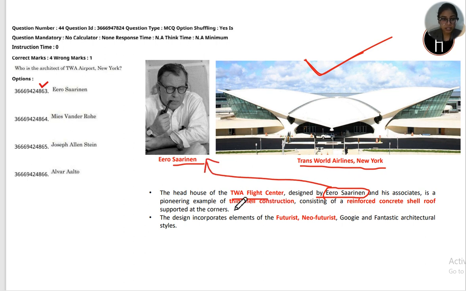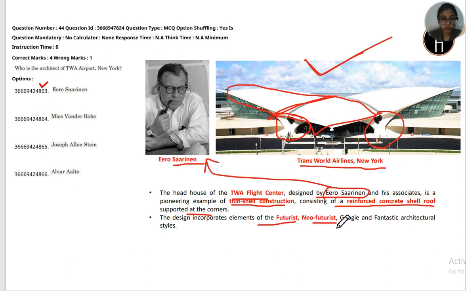The main concept behind it is thin shell construction. As you can see, these shell type structures consist of a reinforced concrete shell roof supported at the corners. See, these are all supported at the corners. This is the corner. The design incorporates elements of the futurist, neo-futurist architectural style. So these were their design elements. The most important is thin shell construction with the reinforced concrete shell roof supported at the corners. Fine, please remember the name of the architect, the building and some of its architectural features.